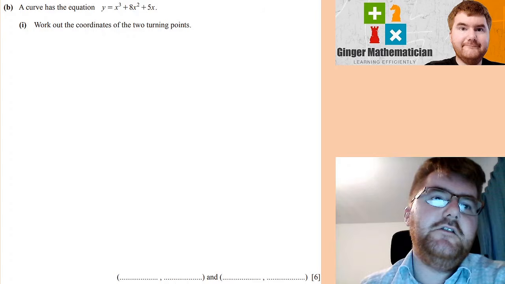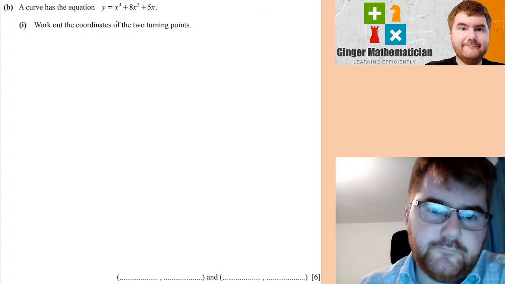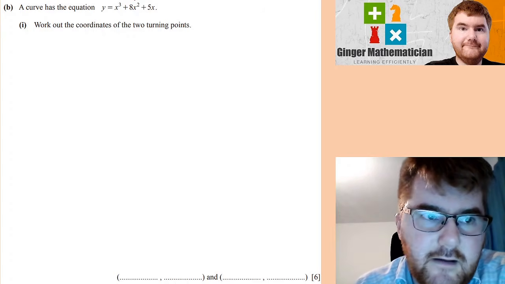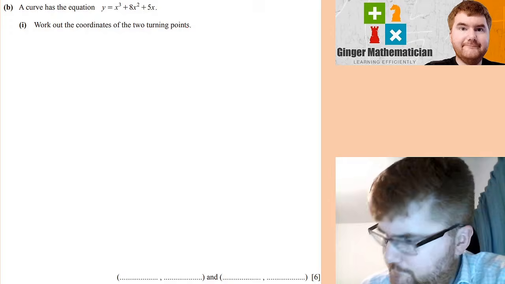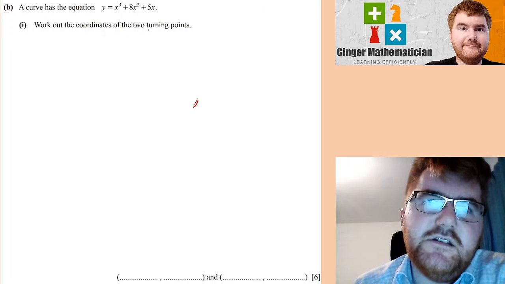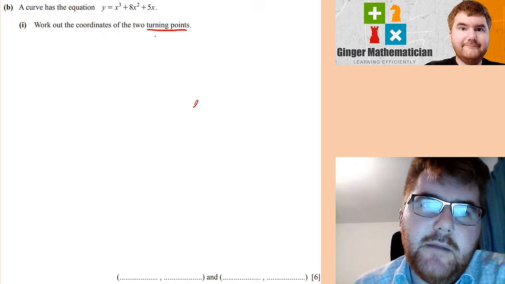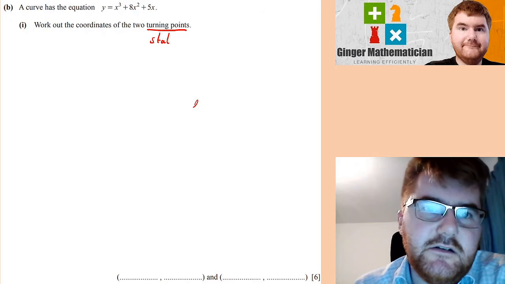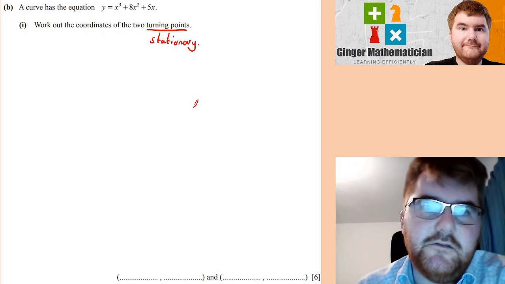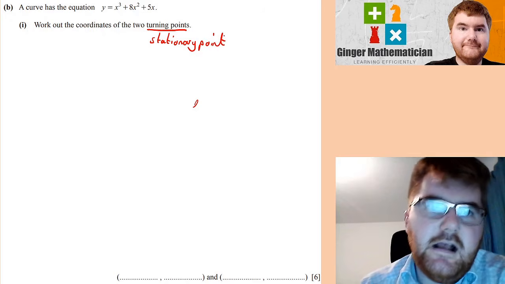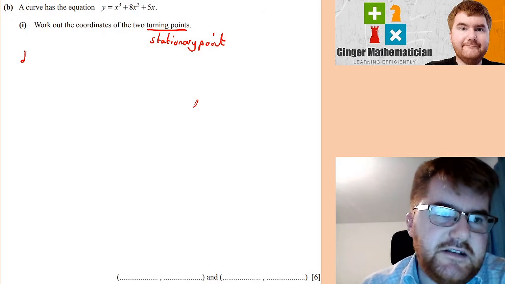The first thing we need to do is differentiate. Notice lots of different vocab that they use here. Oh, there we are. There's my pen. So this time they say turning point. So remember, that's the same as a stationary point. Be familiar with all these different words. And in order to do this, we need to work out dy by dx.